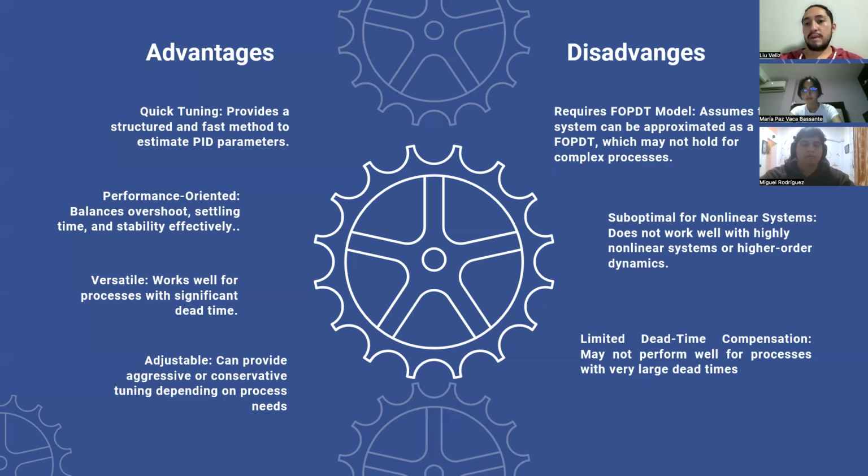As disadvantages, we've got that it requires an FOPDT model, assuming the system can be approximated as a FOPDT, which may not hold for complex processes. It is not optimal for nonlinear systems. It does not work well with highly nonlinear systems or higher order dynamics. And the last one is limited dead time compensation, that it may not perform well for processes with very large dead time.